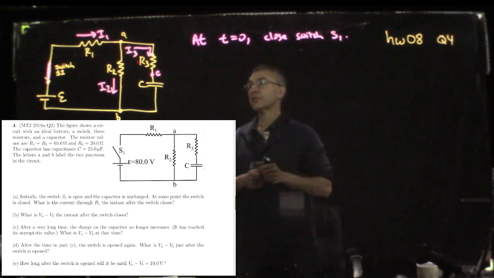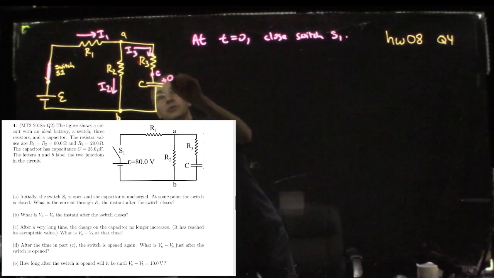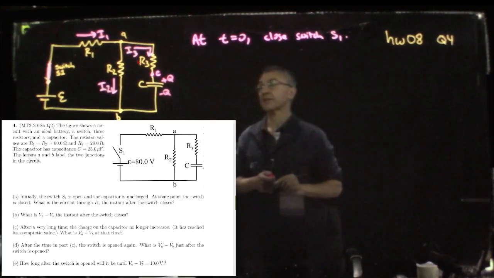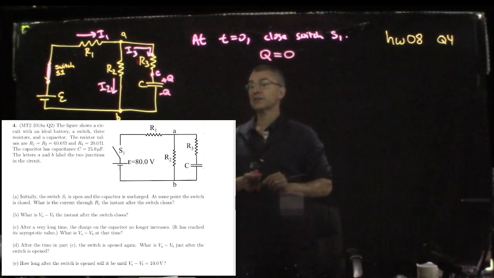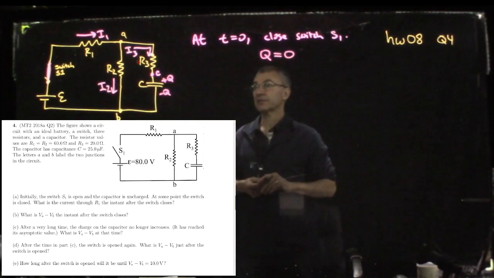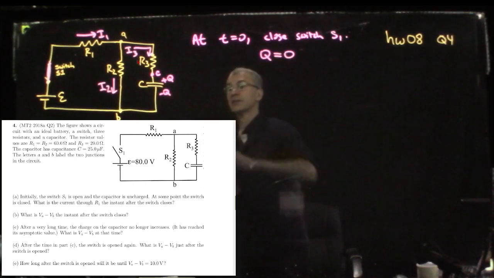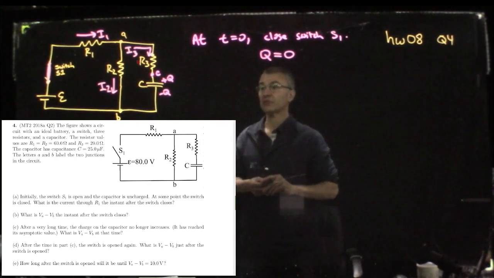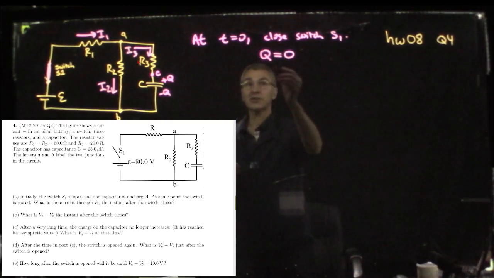But we digress. At t equals 0, I'm going to call this plus Q and this minus Q. That's the charge on the capacitor. So at t equals 0, Q equals 0. And an instant after t equals 0, Q is still 0. It's only infinitesimally different from 0. So that means we can treat this capacitor, which has 0 charge on it, as if it were a wire. That's really convenient. There's 0 voltage drop.